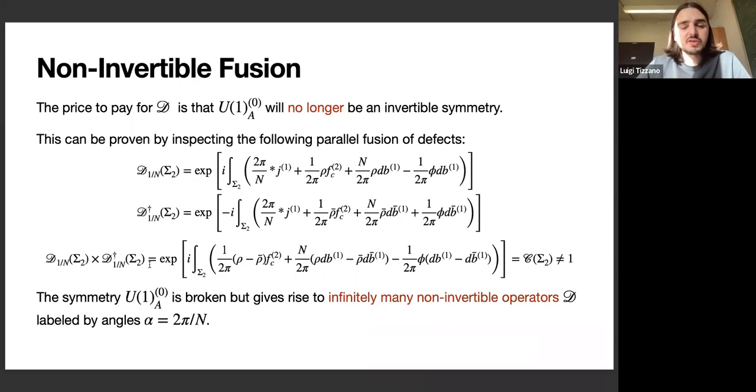So the upshot of all this analysis is that even though this U1A symmetry is manifestly broken, by the equation of motion of the currents that we introduced, we can still describe an infinite set of non-invertible topological operators that are labeled by this angle 2 pi over n. It's quite surprising that you can find such a structure in such a simple model. I find it striking.